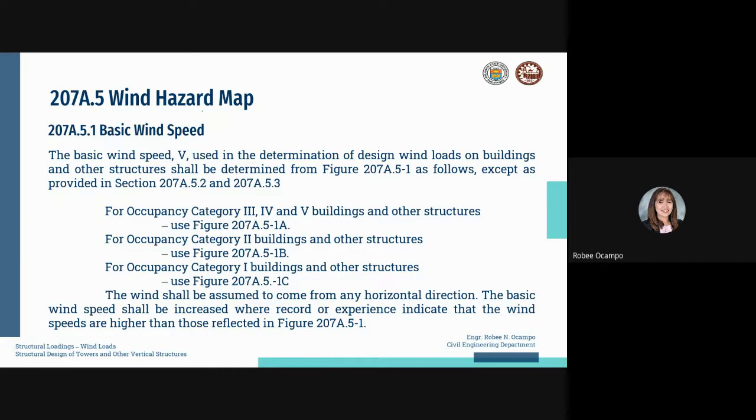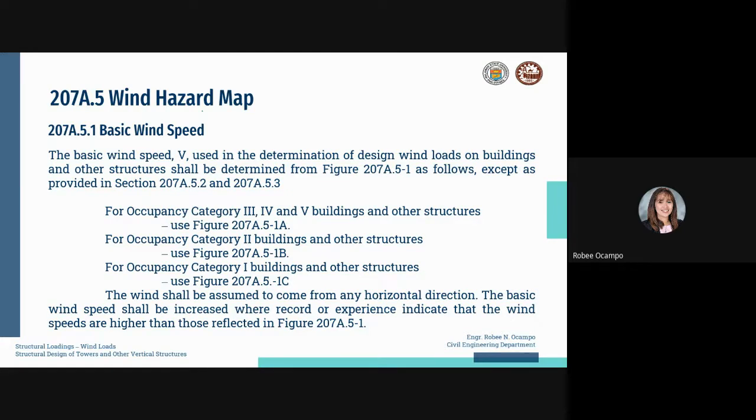For occupancy categories 3, 4, and 5, we're going to use Figure 1A of Figure 207A.5. For category 2, we're going to use 1B. And of course, for category 1, we're going to use 1C. We already discussed the occupancy categories during your discussions on earthquake, so we're not going to go through those categories one by one. And of course, the wind shall be assumed to come from any horizontal direction.